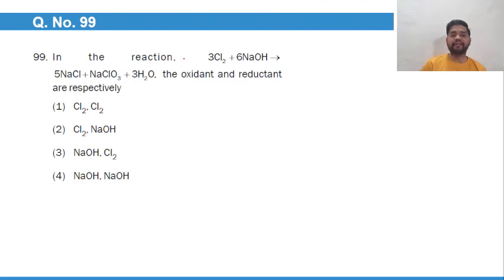99. In the reaction 3Cl2 plus NaOH, the oxidant and reductants are. This particular reaction, even if you don't remember, we can easily say this is a disproportionation reaction. Why? Here chlorine is 0, whereas if you go to NaCl, it will become -1, and if you go to NaClO3, this is -2, this is +1, and hence chlorine will become +5. Okay, so 0 to -1 and 0 to +5, it is a disproportionation reaction, and in both the cases chlorine itself is acting as an oxidant and reductant, or oxidizing agent and reducing agent. So option number 1 will be the best answer.